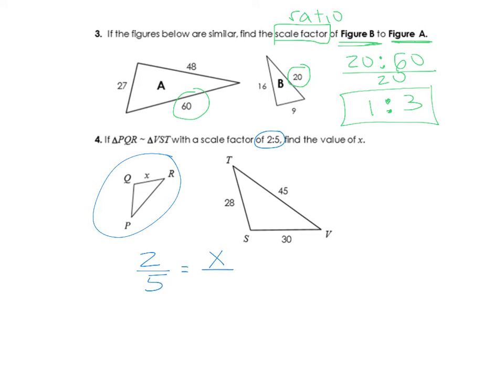This is QR. QR is the second 2 letters, so those match up with the second two letters, ST. ST is here, so we have to use the 28. Now we cross multiply. 5x equals 56. Divide by 5. x equals 11.2. And we're done. That's it. ST, QR. Yep. Moving on.